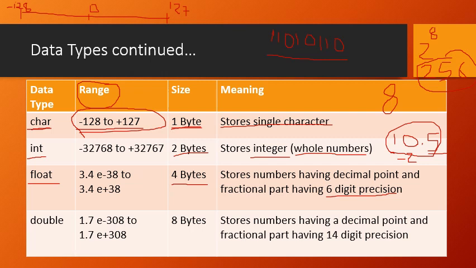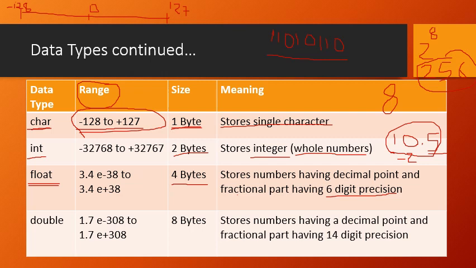So float can support the fractional part as well. Try to understand that not only the fractional part, but the entire number, that is 10.5, will be stored in a variable if that is marked as a float number.